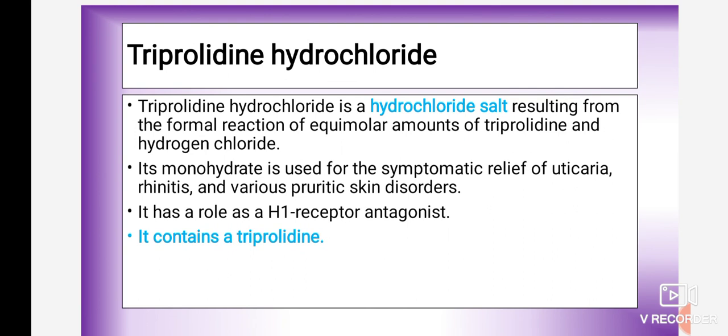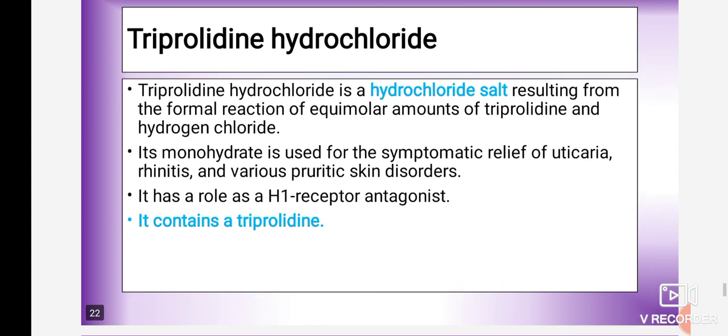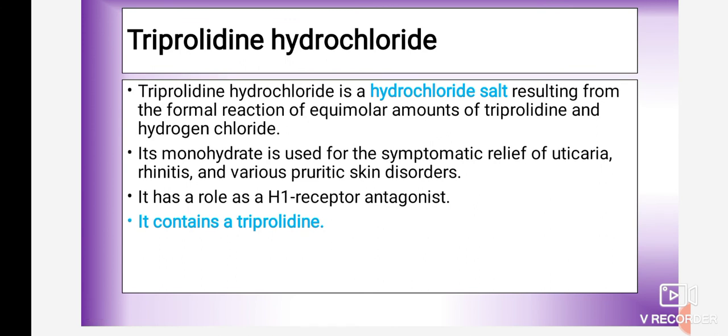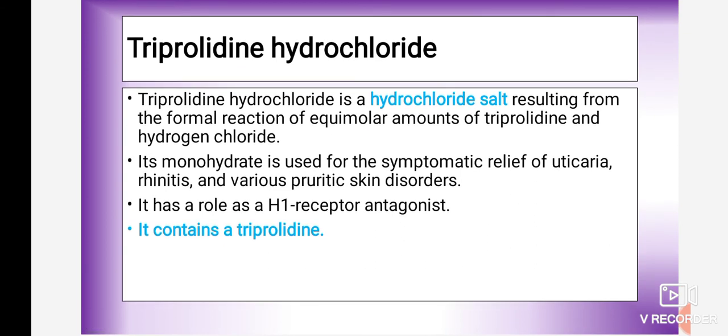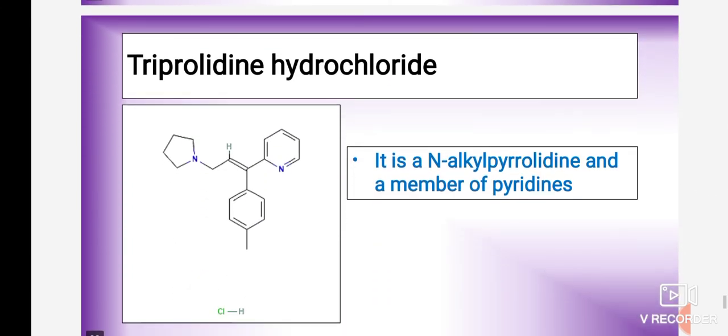So this is triprolidine hydrochloride, which is a hydrochloride salt resulting from the formal reaction of equimolar amounts of triprolidine and hydrogen chloride. Okay, so it is converted into its hydrochloride form by formal reaction of equimolar amounts. This is important: the formal reaction of both in equimolar concentration results in the new salt form of the drug, that is triprolidine hydrochloride. Its monohydrate is used for the symptomatic relief of urticaria, rhinitis and various pruritic skin disorders. Okay, so it has a role as an H1 receptor antagonist.